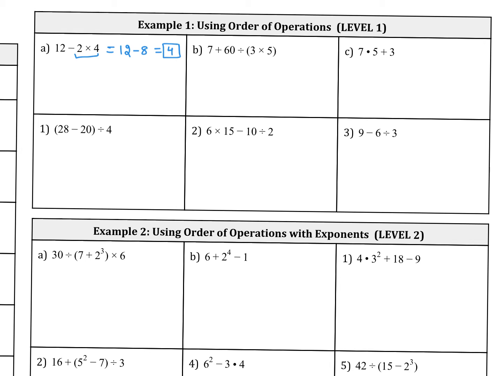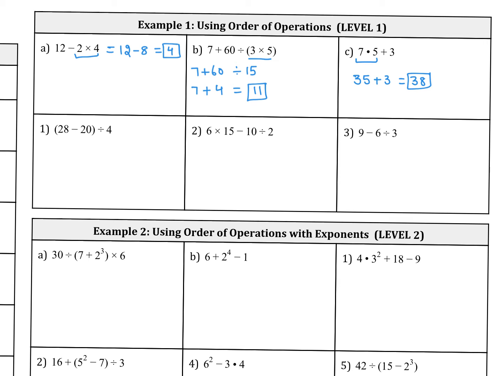So for letter B, you're going to do the parentheses first because this is first in order of operation. And then you get 15. And then divide. 60 divided by 15, you get 4, and 7 plus 4 is 11. So for letter C, you're going to multiply first, so 7 times 5 plus 3 is 38.